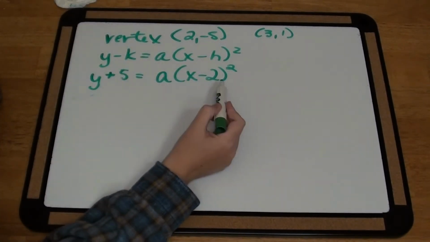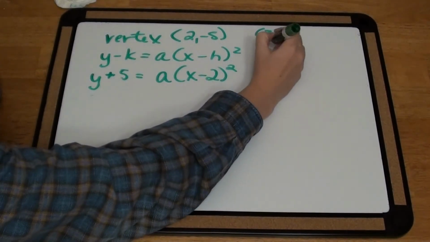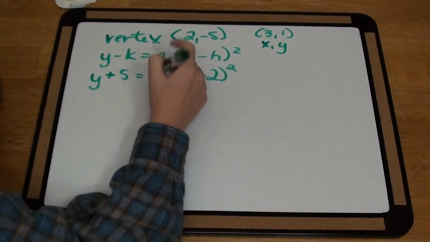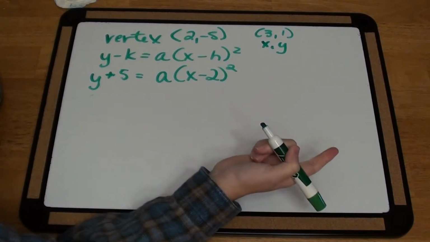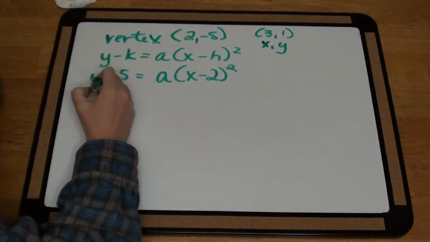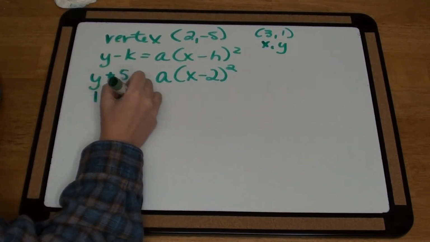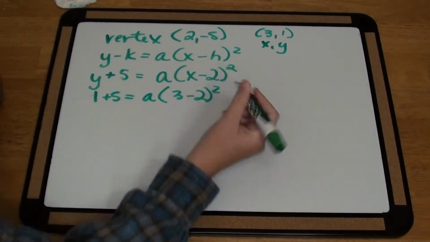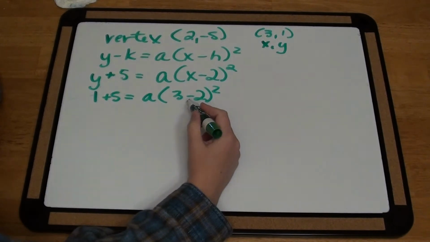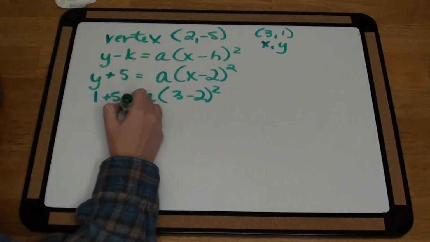So we have 3 things we don't know, but we have an x and y value over here. And if I were to put these in, that's going to leave me with one equation and one thing that I don't know. I can solve that. So let's go ahead and do that. I'm going to say 1 plus 5 equals a times 3 minus 2 squared. Well, that couldn't get any easier because this is going to simplify down to 1. So I get that 6 equals a.